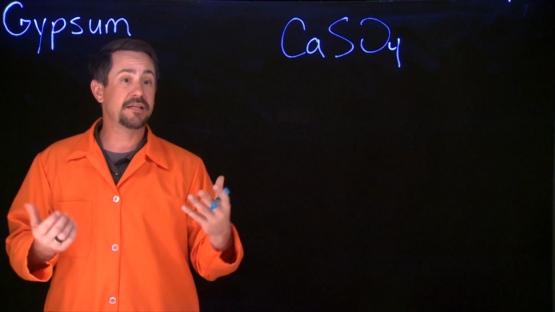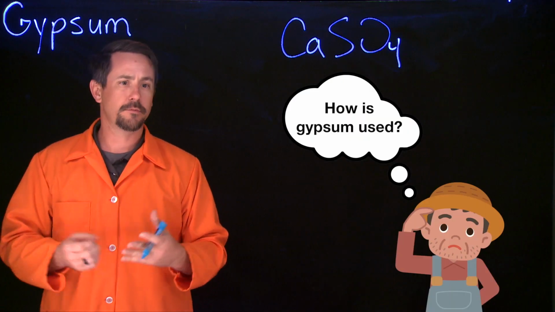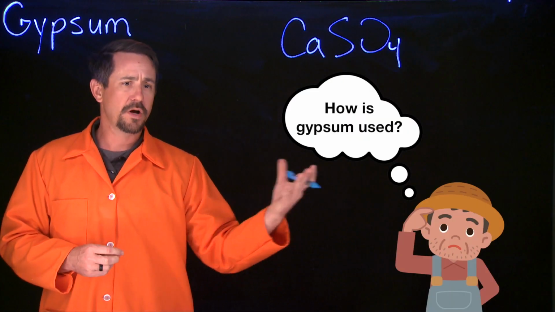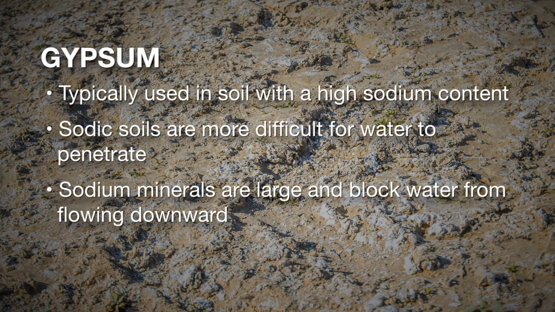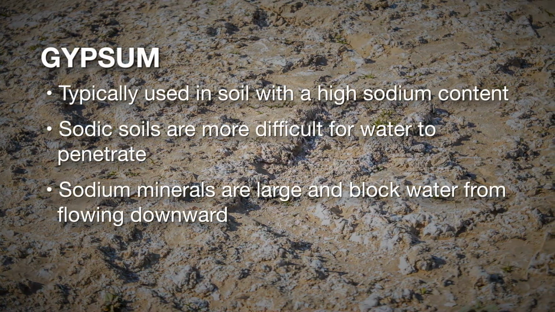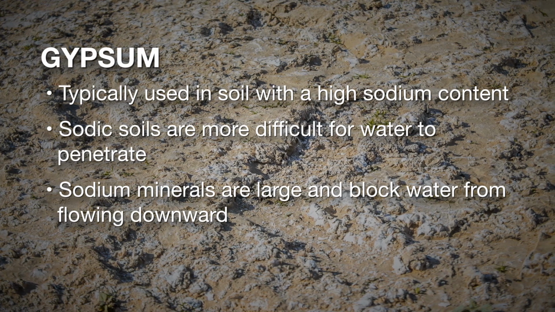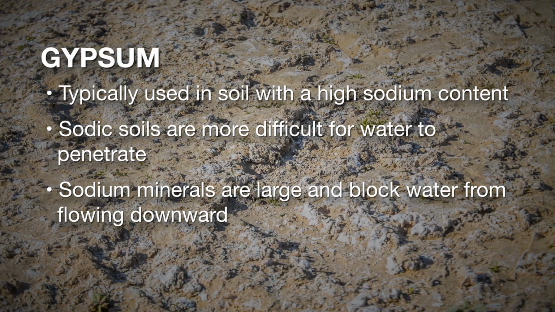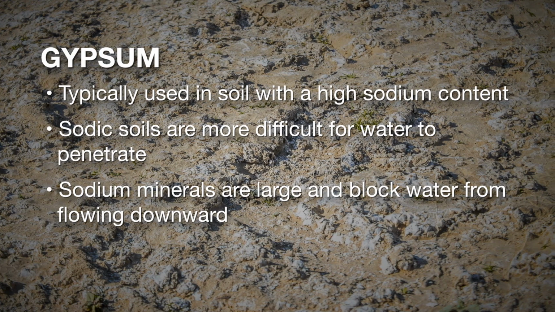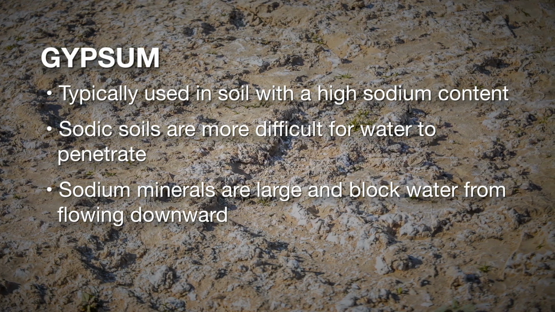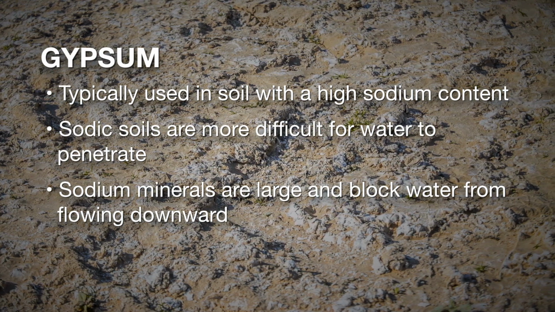I hear a lot of misunderstandings about how we can use gypsum, how it interacts in the soil, and what it does to the soil. Calcium sulfate is primarily used in the remediation of sodic soils. Sodic soil is a soil that has too much sodium in it, and it creates a dispersive situation where water can't go down because the sodium is large and prevents water from moving down.